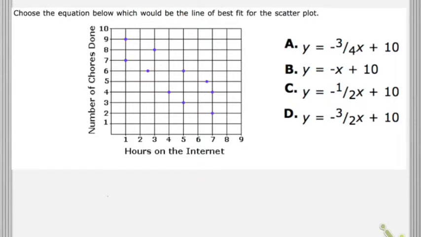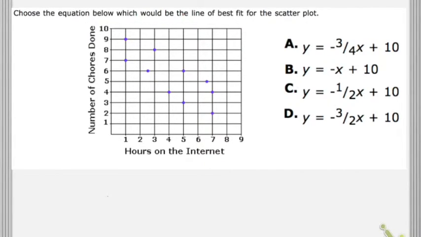Our exercise is asking us to choose the equation below, which will be the line of best fit for the scatter plot. As we know, the line of best fit, or trend line, is a straight line that will stay throughout the whole data in the center of the points, meaning the middle. So what we are going to do right now is check each one of the equations A, B, C, and D and see which one of those lines will remain through the center of all those purple points that we have in our sample data.